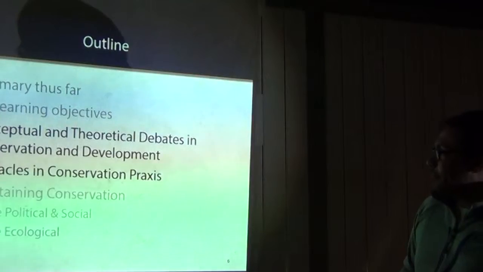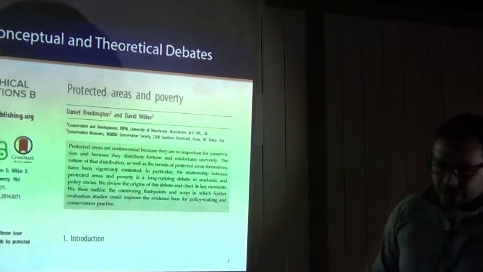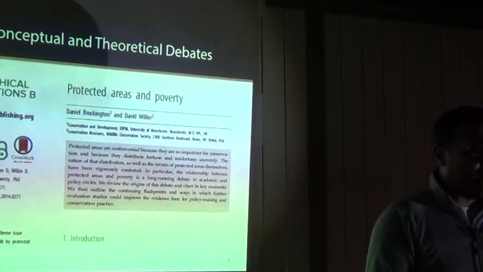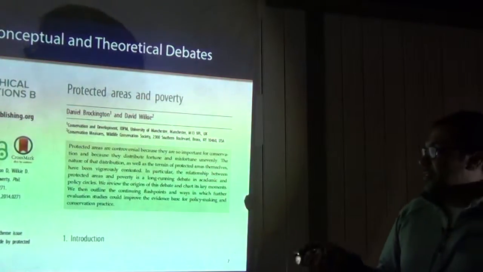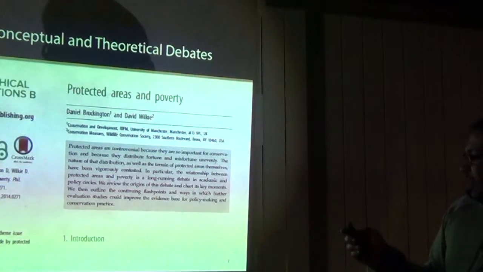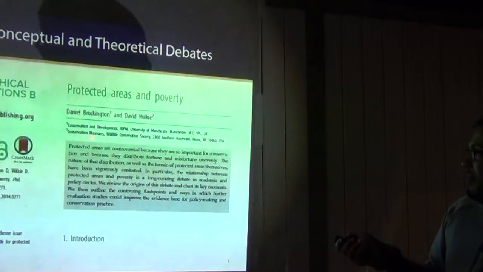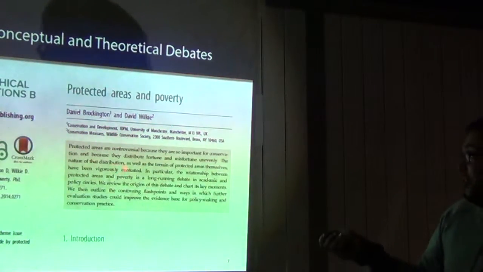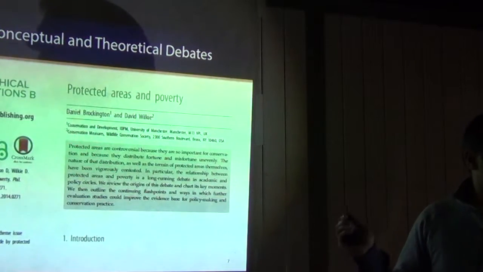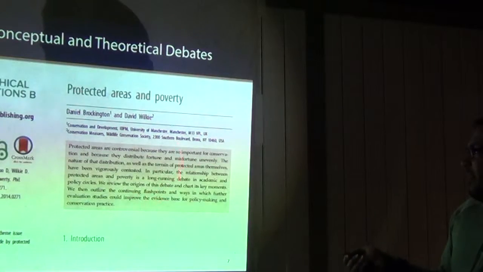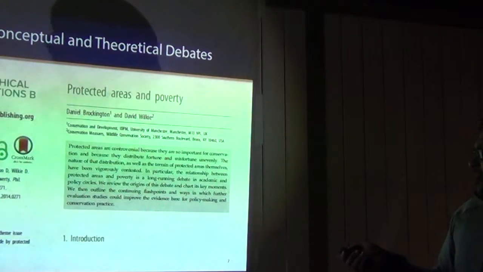Okay. So let's dig into these debates. And I want to start the debate by drawing on a paper that has just recently come out in the Philosophical Transactions of the Royal Society B. And this is by Daniel Brockington and David Wilkie. And David Wilkie is from an organization, part of Wildlife Conservation Society, which is a very big conservation NGO called Conservation Measures.